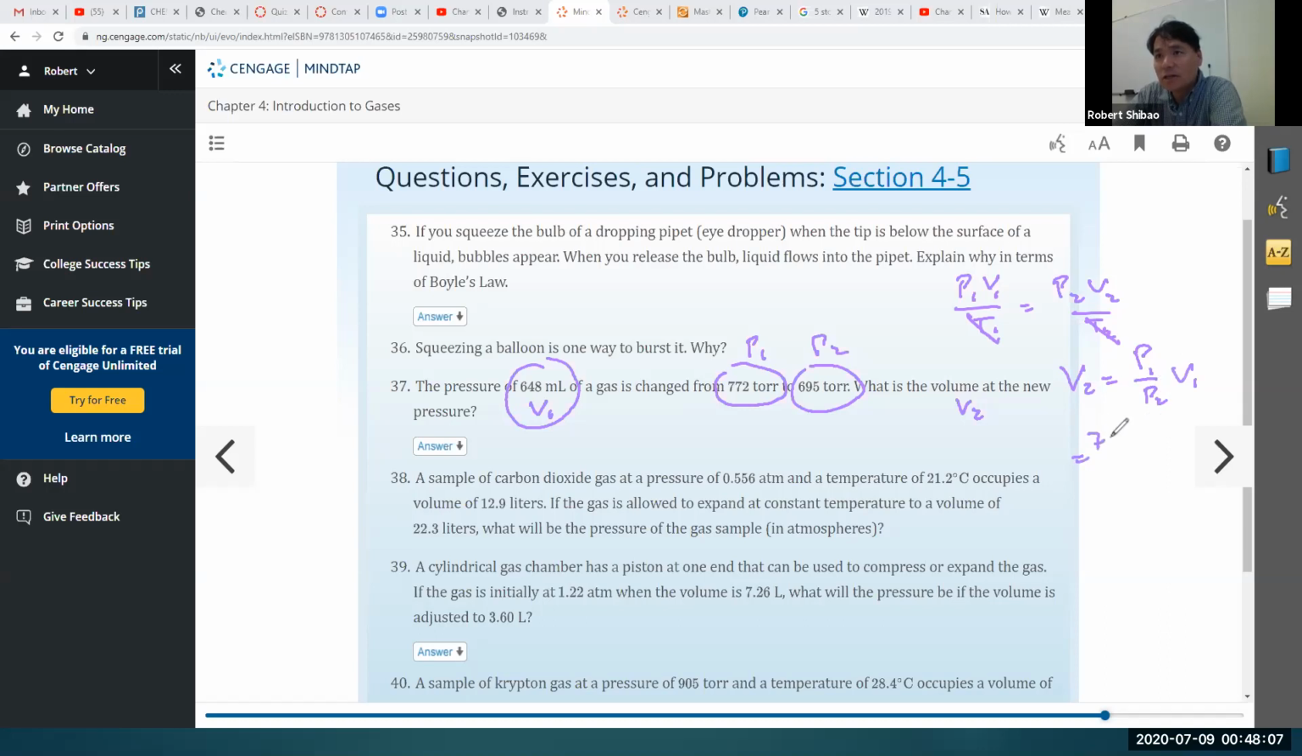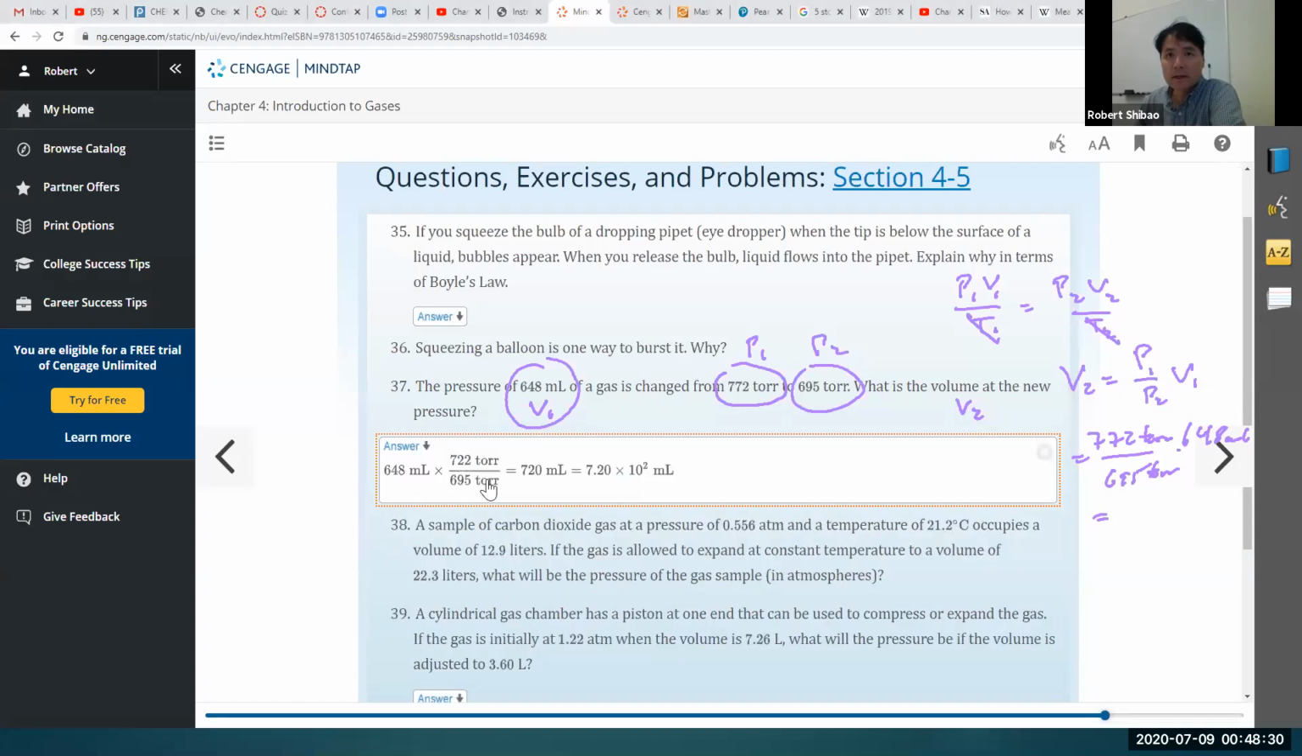P1, we don't have to change the units here. The units just have to be the same. So 772 torr. P2 is 695 torr. V1 is 648 milliliters. And let's see what we get. Let's just see if I set it up correctly. Yep, set up. Comes out to 720 milliliters. Thing is, they might have rounded this off, so I'd like to know the number before they rounded it off.